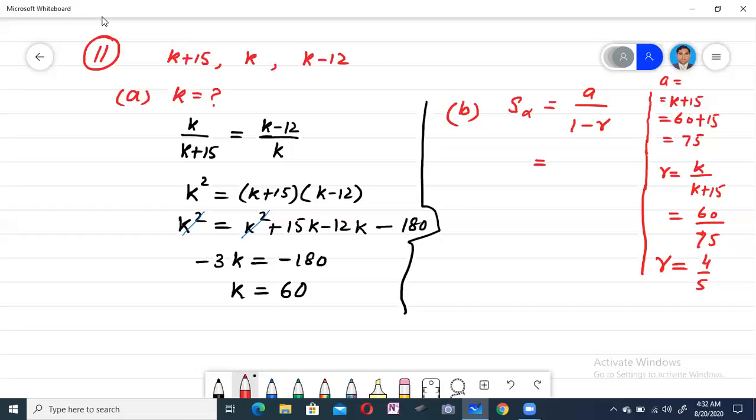A is 75 divided by 1 minus R, which is 4 divided by 5. Then it will be 75 divided by 5 into 1, 5, 5 minus 4, 1, divided by 5. So 75, this 1 by 5 in the denominator will be 5 divided by 1 in the numerator. Then 75 into 5 is 375. This will be the answer.